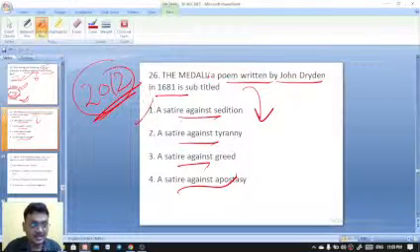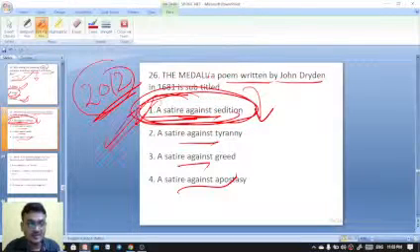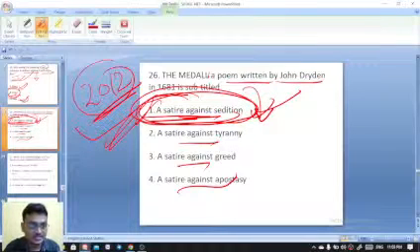Okay, it's actually a satire against tradition. A satire against tradition is the subtitle of this John Dryden poem from 1681.